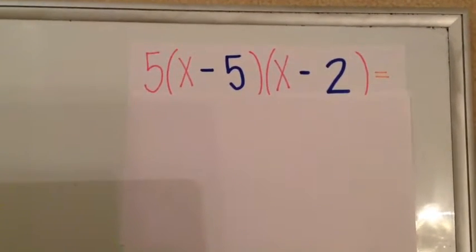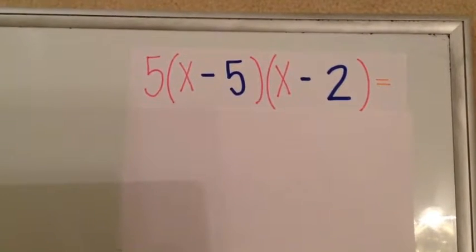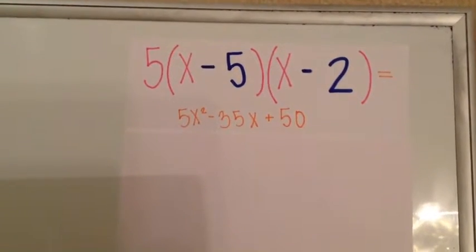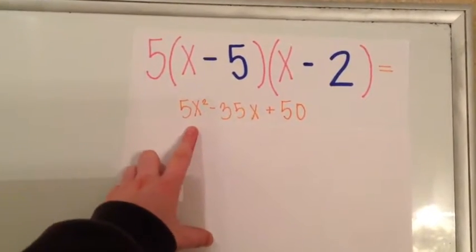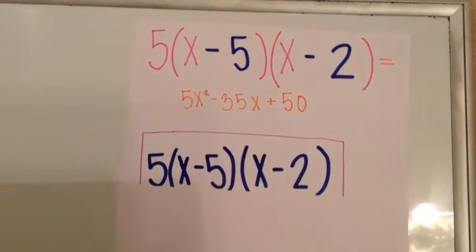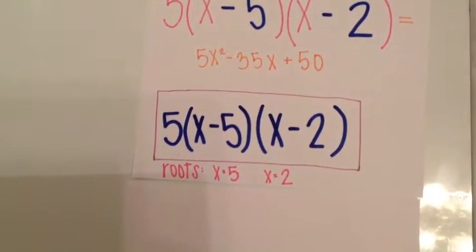So when we plug them in, our new equation is 5 times x minus 5 times x minus 2, which then equals, when you multiply all of them together, our original problem. So that is our final answer. And our roots in our equation are 5 and 2.